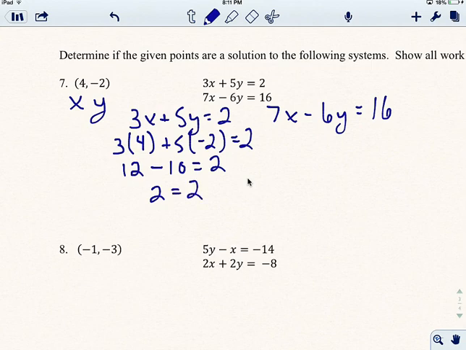So now I see, is that true? Is it true that 2 equals 2? Is 2 exactly the same as 2? And I know that seems obvious, but it is, right? So I'm going to put a check mark. A check mark is good, okay? That means that for this equation, for 3x plus 5y equals 2, our point 4, negative 2 is a solution. All right, so we're halfway there.